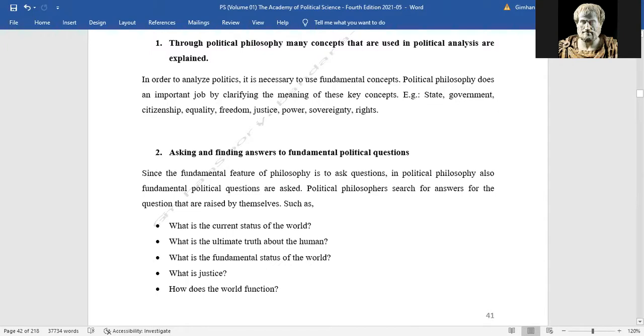In order to analyze politics, it is necessary to use fundamental concepts. Political philosophy does an important job by clarifying the meaning of these key concepts. Examples: state, government, citizenship, equality, freedom, justice, power, sovereignty, rights. Asking and finding answers to fundamental political questions. Since the fundamental feature of philosophy is to ask questions, in political philosophy fundamental political questions are also asked. Political philosophers search for answers to the questions raised by themselves, such as: what is the current status of the world, what is the ultimate truth about the human, what is the fundamental status of the world, what is justice, how does the world function.